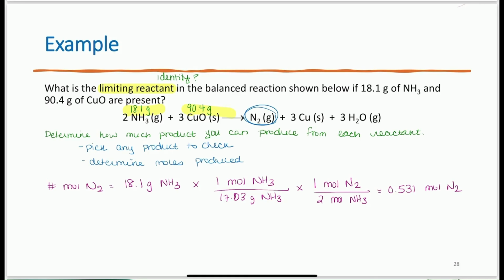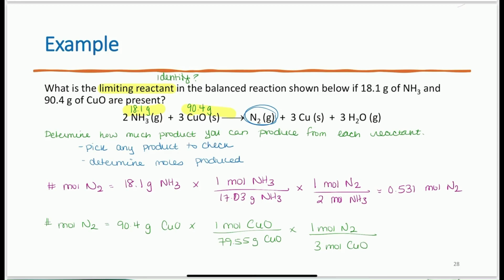Now check for the copper 2 oxide. How many moles of N2 can I produce from 90.4 grams of copper 2 oxide? I need to convert this to moles. So I know again, the molar mass here is 79.55 grams of copper 2 oxide per 1 mole. I'm producing 1 mole of N2 for every 3 moles of copper 2 oxide that is consumed. And this will produce 0.379 moles of N2.